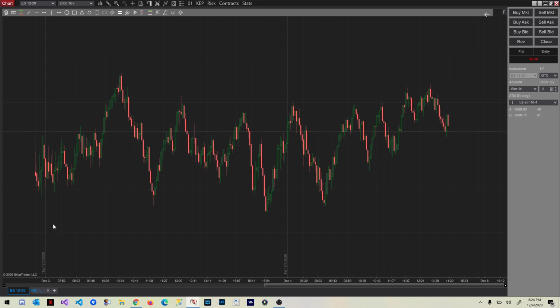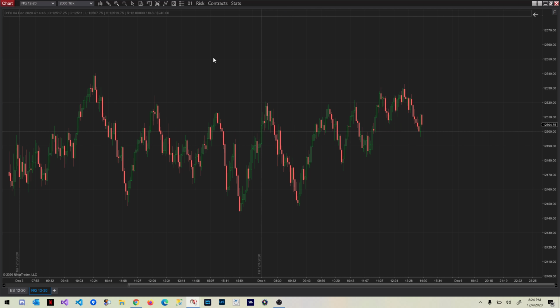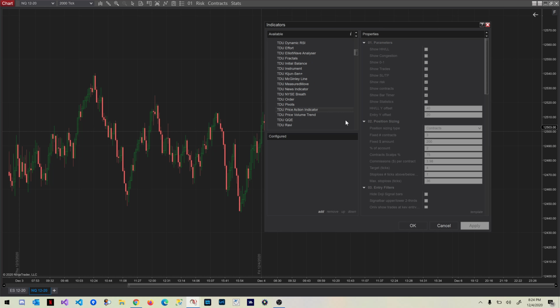One of the questions I get a lot is if I use the indicator on a chart different than the ES, then it does not work. Why is this? Well, the indicator does work on any chart, but you need to set it up correctly. And with setting it up correctly, I mean use the correct settings. So let's find it. There is the price action indicator.